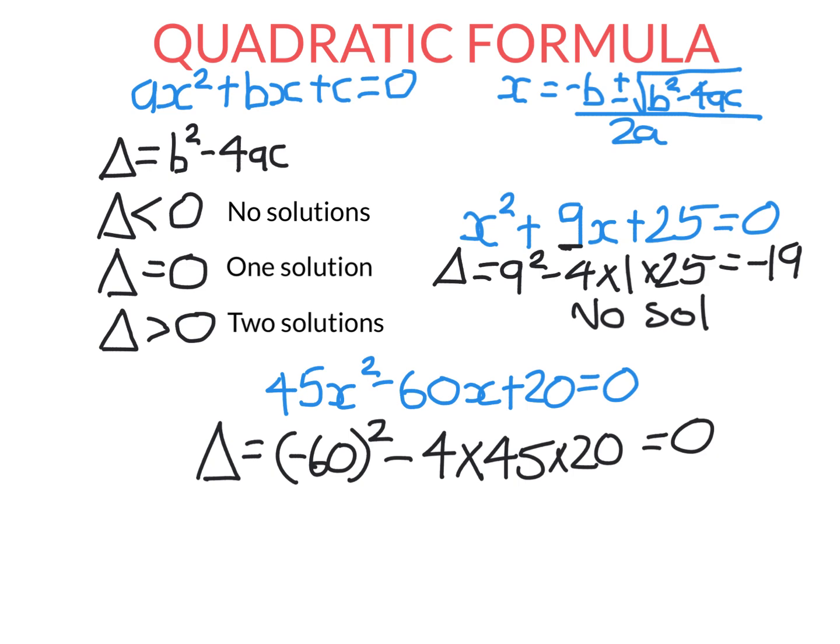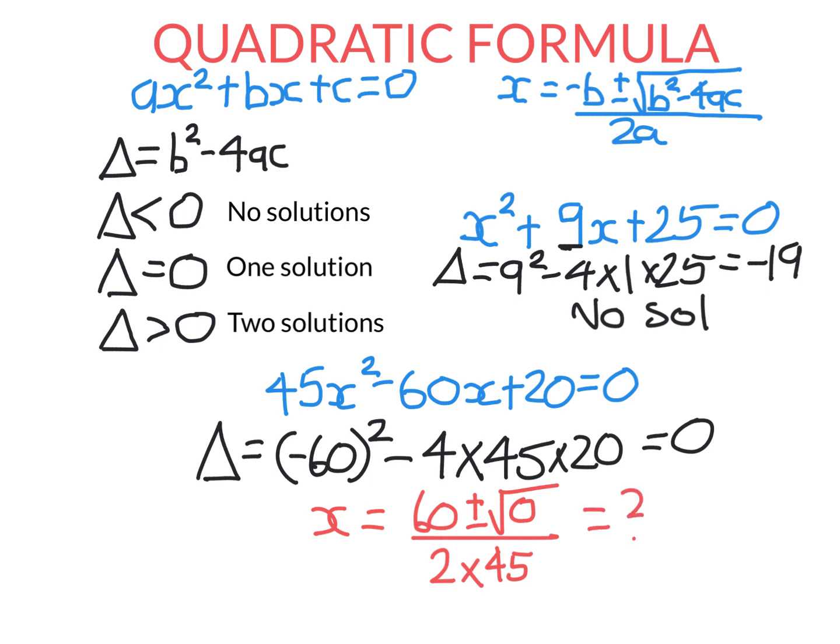What will be that one solution? Well, using the quadratic formula, x equals minus b, so negative 60 becomes positive 60, plus or minus the square root of the discriminant, over 2 times a. There's only one solution because 60 plus 0 and 60 minus 0 are the same. The solution here is 60 over 90, which is 2/3. That's the only solution, and we're done.